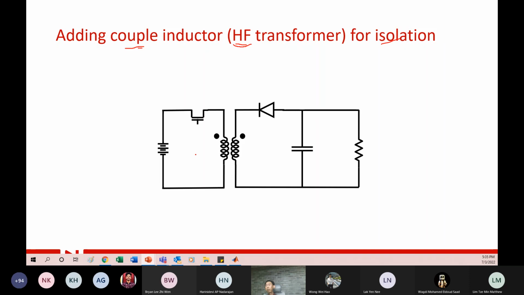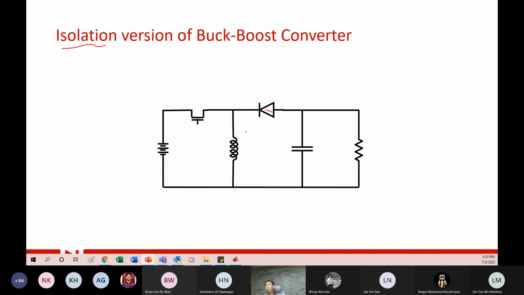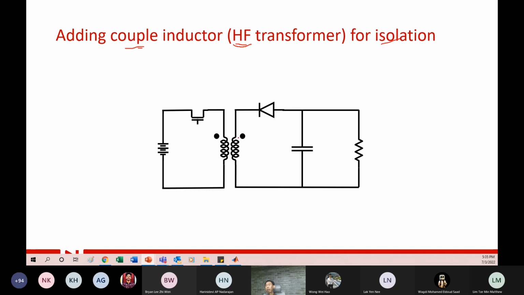It means that if any short circuit happens here, the current will not propagate through. So it provides good insulation. By changing this single inductor, you get the coupled inductor. This coupled inductor sometimes looks quite similar to the inductor. Let me show you a coupled inductor.